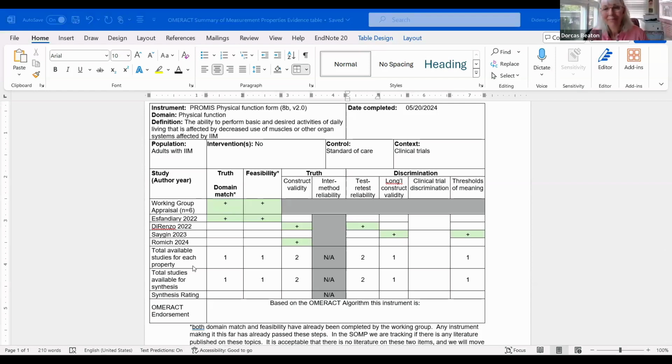Okay. Yeah, it's highly unlikely that people are going to be able to publish a retest reliability paper. It's just not going to get published as a standalone. So I think we have to understand that and recognize that.